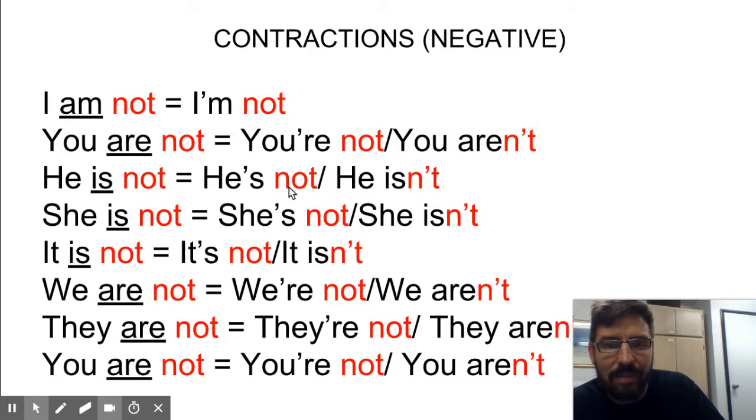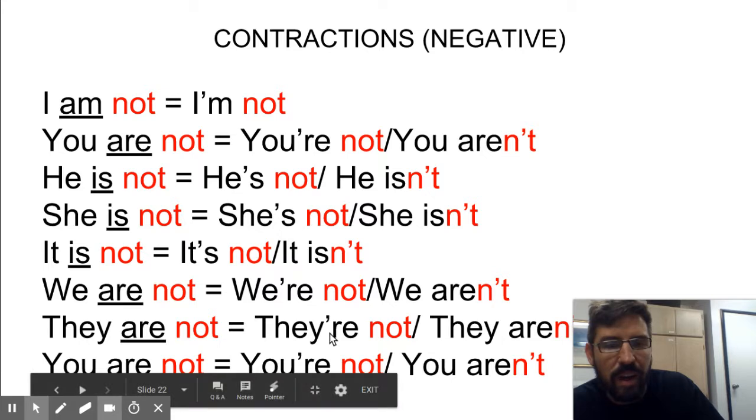He's not, or he isn't. She's not, she isn't. It's not, it isn't. We're not, we aren't. They're not, they aren't. I'm sorry, you can't see it. That's an apostrophe T. And you're not, you aren't.